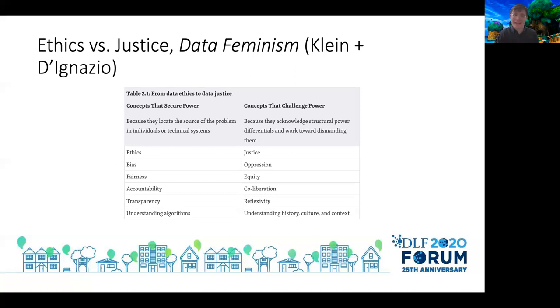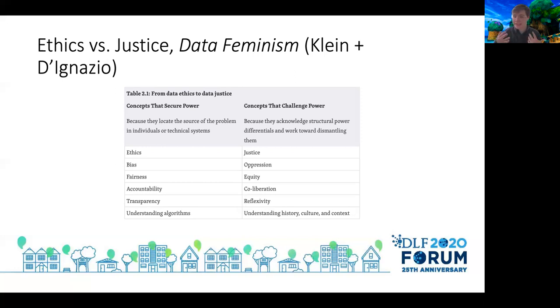Basically the idea is that this inequality is not caused by just a bad line of code or a product that is missing a few key components, but on a broader level, it's really impacted by existing sources of oppression, and the technology really just mirrors that.